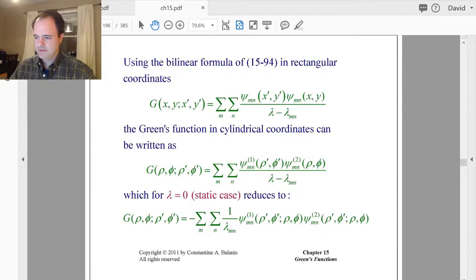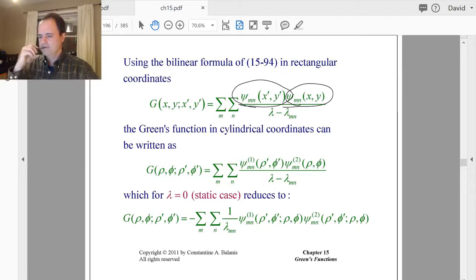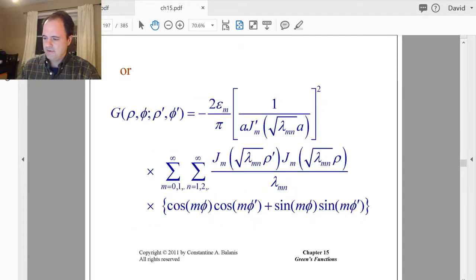Okay. So we have found the eigenfunctions and the eigenvalues. All right. And so now the Green's function reduces down to this right here. All right. And so once you do put that in, you get indeed this. All right.